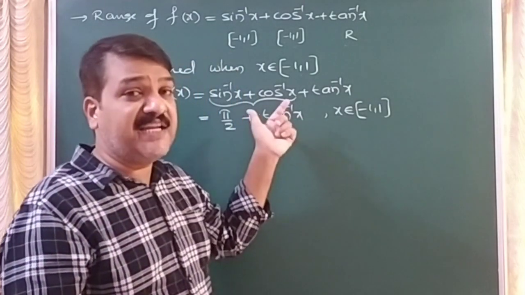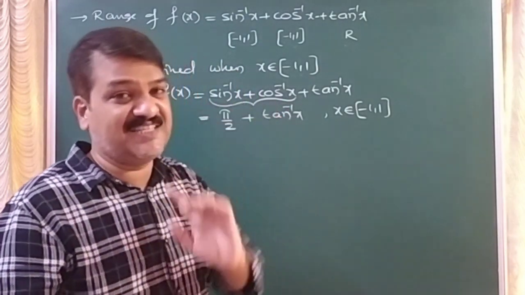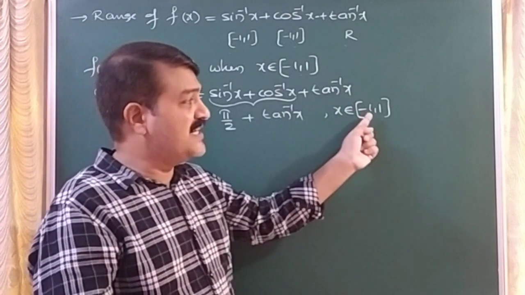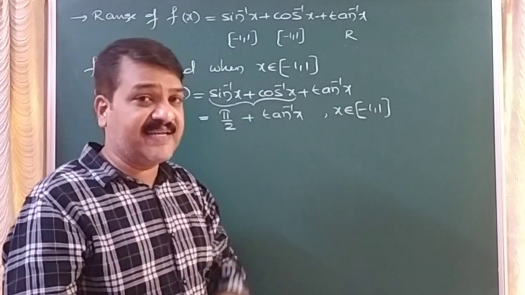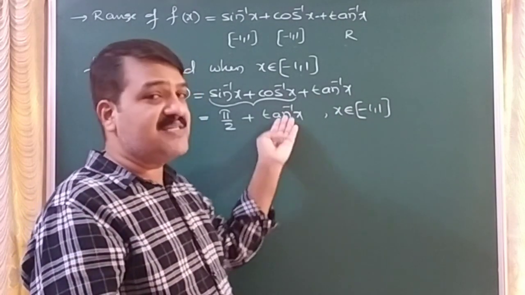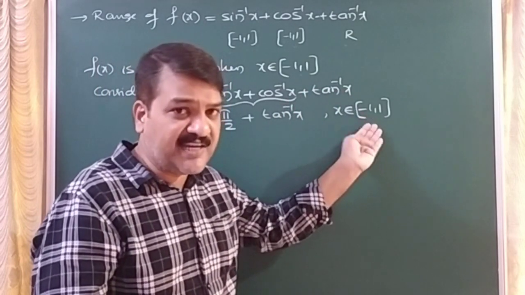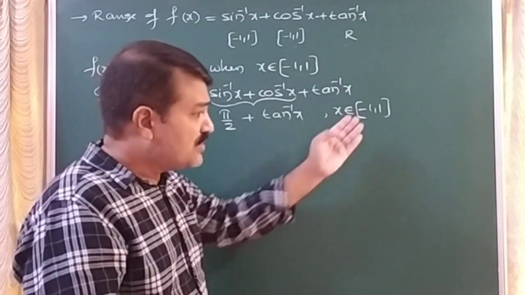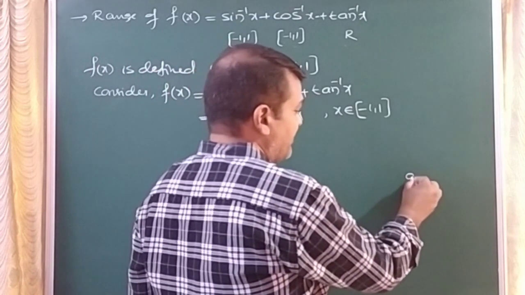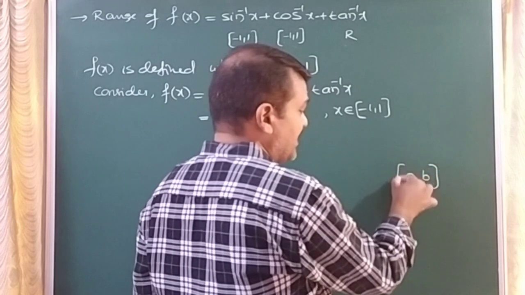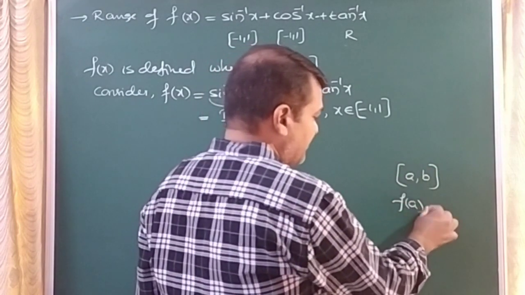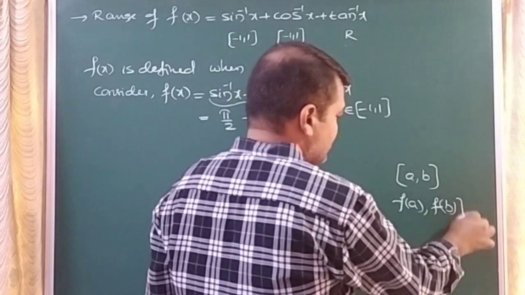And this tan inverse x is an increasing function. For an increasing function, when you know the x interval, how to write the range? When you know that tan inverse x is an increasing function in this particular interval, how to write the range? We have discussed that if a function is increasing in a particular interval like this, the range is nothing but f of a comma f of b, closed brackets.